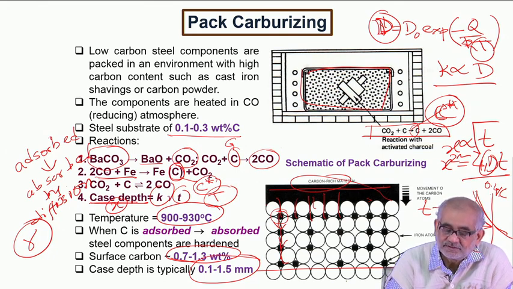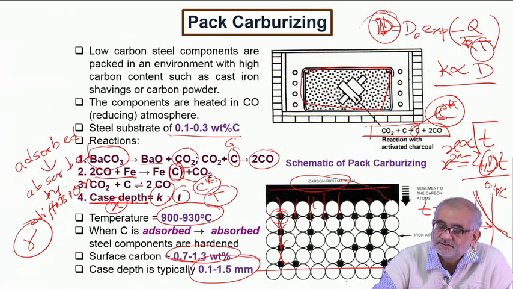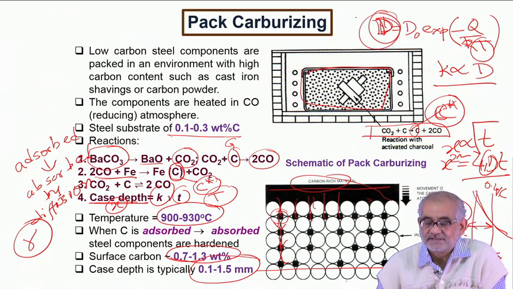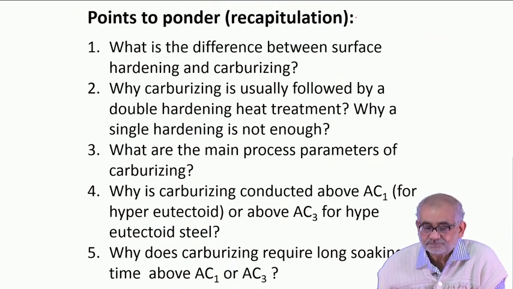Carbon monoxide, when it comes in contact with the hot surface of steel, it dissociates and deposits activated carbon, and this activated carbon now gets adsorbed and then subsequently absorbed into the stock by way of diffusion. And the depth of diffusion will be determined by the time, the square root of time at a given isothermal temperature, and diffusion will be dictated by the so-called diffusion coefficient at that particular temperature.